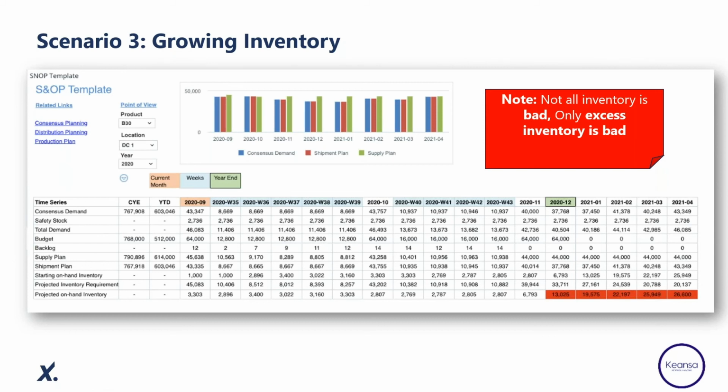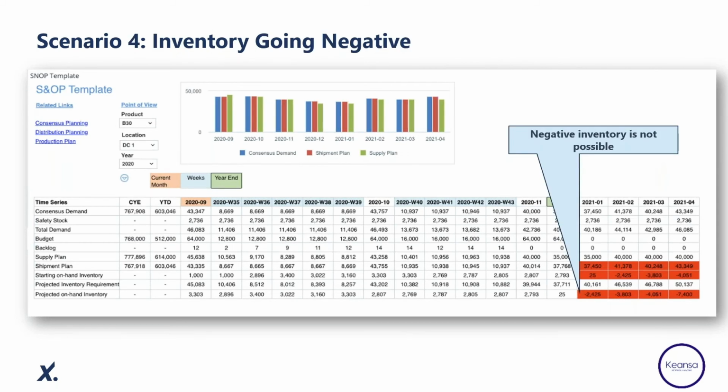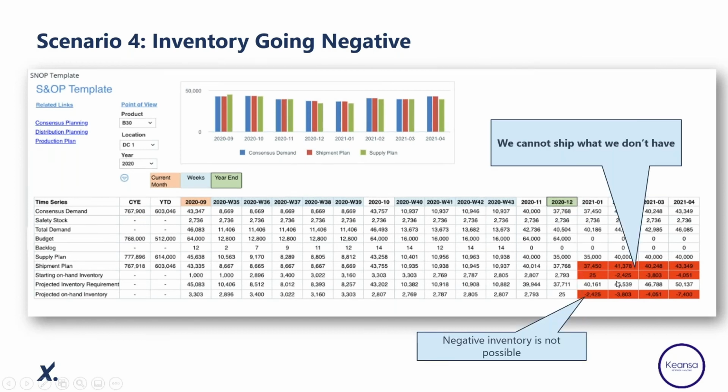So our next scenario, our last scenario, we've got inventory going negative. Now, it's impossible to have negative inventory. That's just not a possible situation. Also, we've got a shipment plan that is shipping more than what we have. So notice how our starting inventory is going negative. Well, that's also not possible. We cannot ship what we don't have. So this plan here is an unrealistic plan.